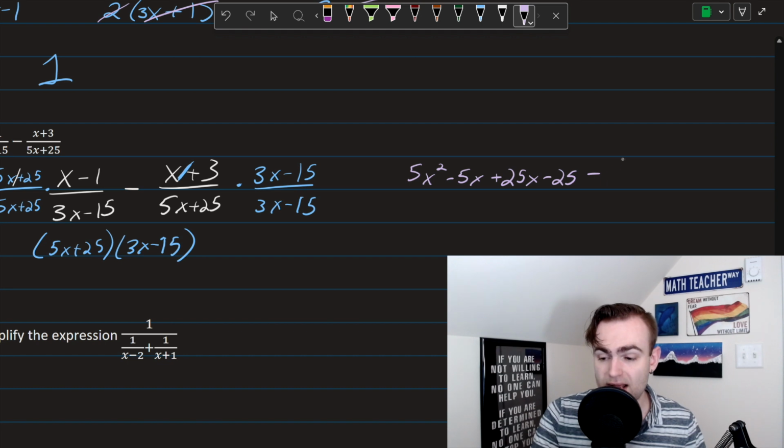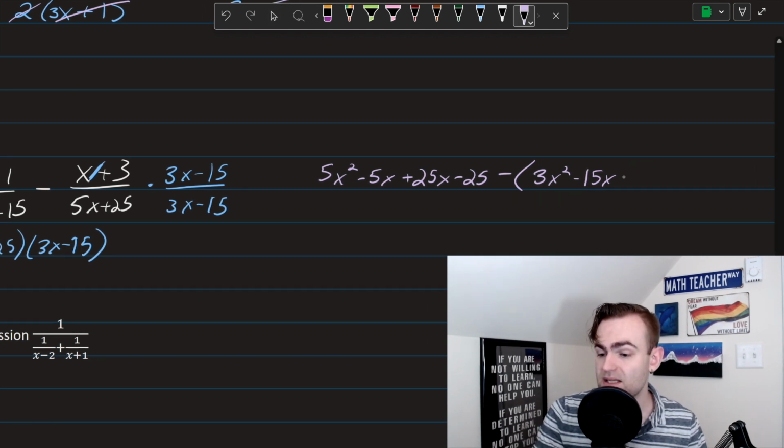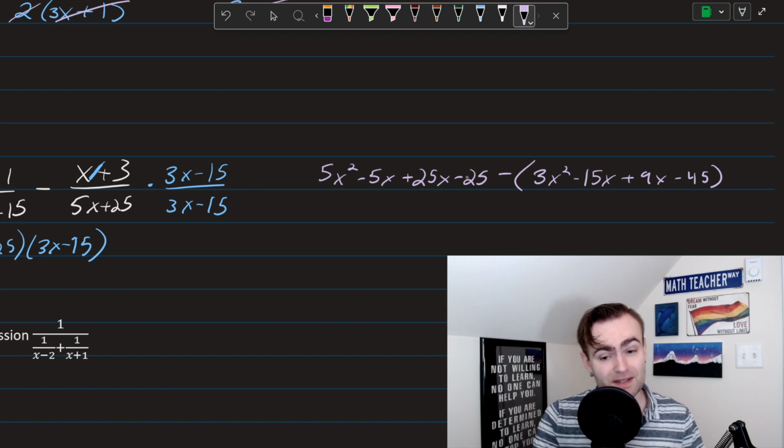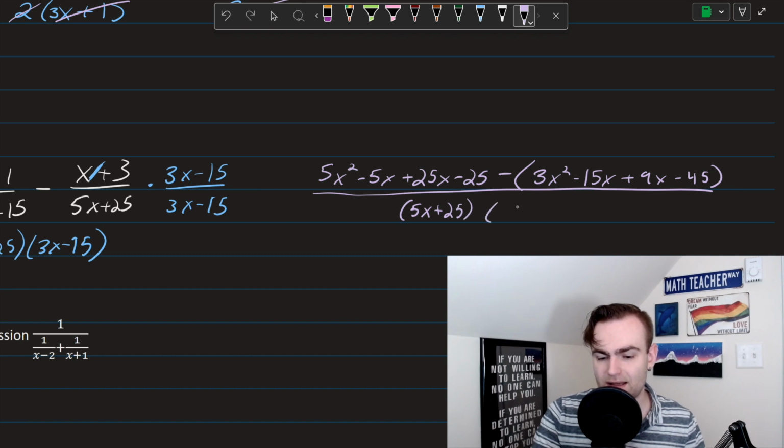And then we are subtracting x times 3x, which is 3x squared. x times negative 15, which is negative 15x. 3 times 3x, which would be a positive 9x. And then 3 times negative 15, which would be a negative 45. And all of this has that common denominator of 5x plus 25, 3x minus 15.